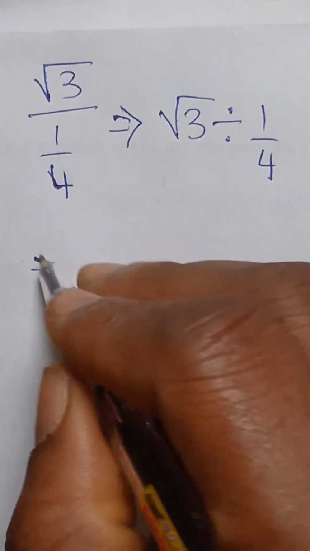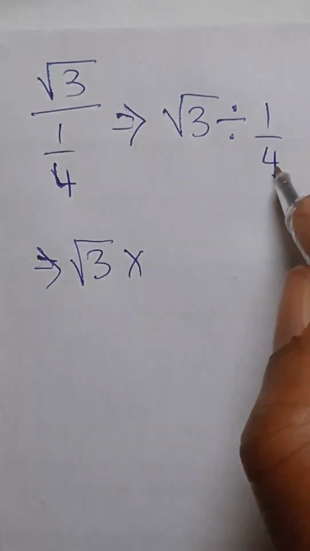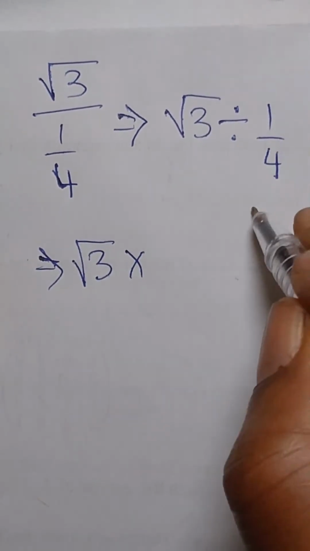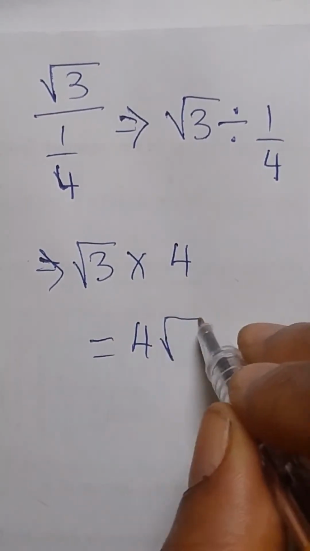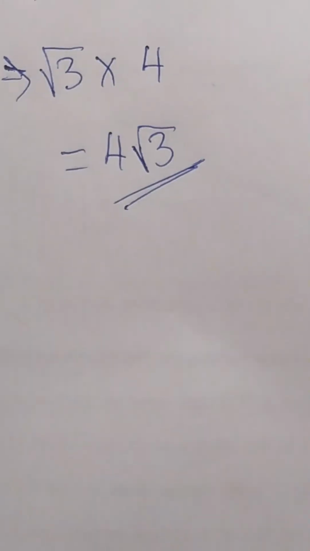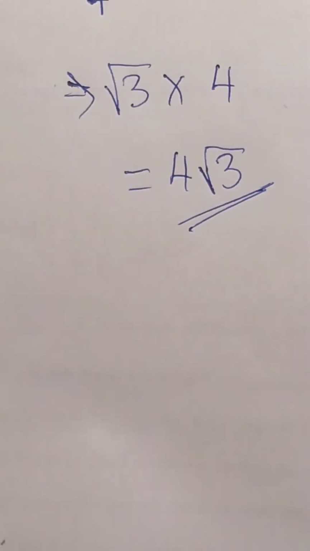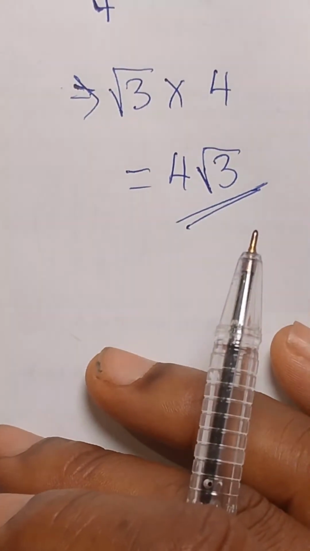If we do that, we have root 3 multiplied by this 4 will go up and the 1 will come down. So the answer is 4 root 3. Okay. So please, Abiodun, my dear friend, take notes. The answer is 4 root 3. All right. Let me do another one.